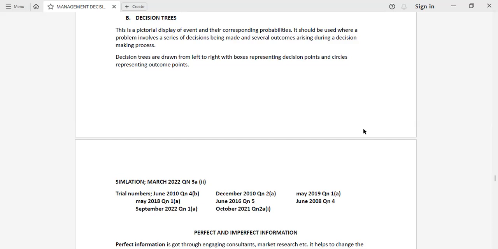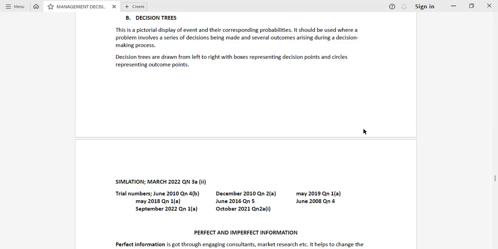So we've said that sometimes the examiner tells us to draw a decision tree. And sometimes it just tells us to compute and advise on which project or which alternative they should undertake. But we should know how to draw this decision tree, because a decision tree makes your information more understandable, just like what I have said.